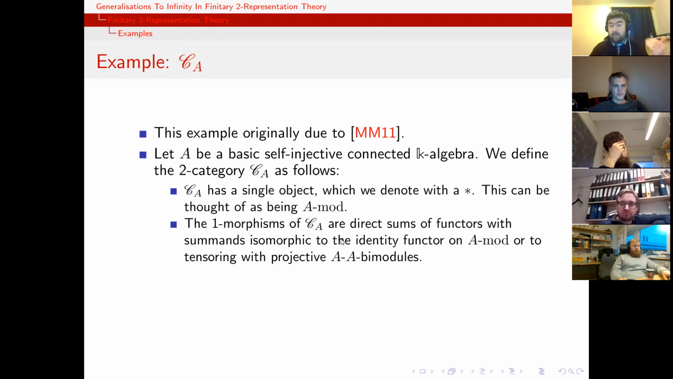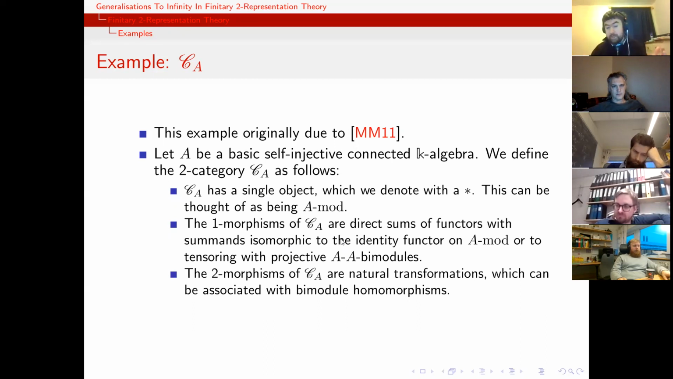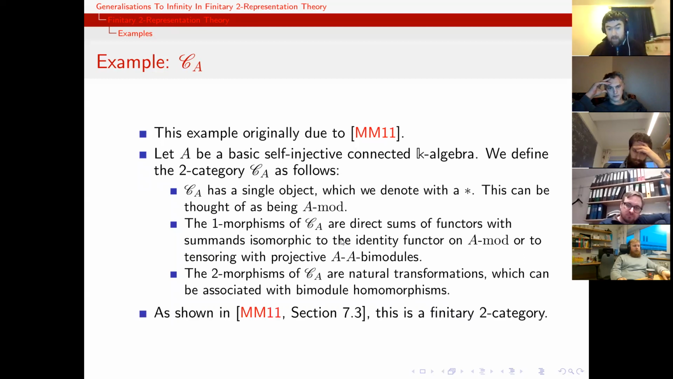So in our one object case, the one morphisms are technically direct sums of functors with summands isomorphic to, that's just to make things nice and have our additive structure that we want, idempotent complete, etc. So we build them from the identity functor, which will be indecomposable, and with tensoring with projective AA bimodules. And then the two morphisms are natural transformations, and due to various algebra-related results, we can just think of these as bimodule homomorphisms, up to some strictness stuff, which is the isomorphic there in the definition of one morphisms. And then Vanessa and Walter showed that this is a finitary two category.